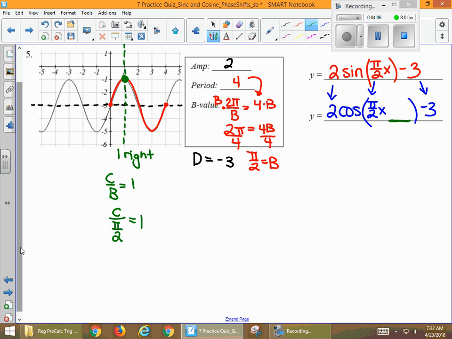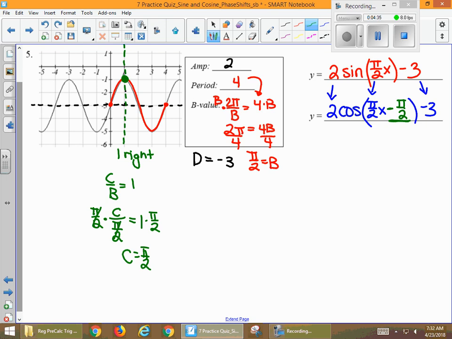Now we have one variable so we can solve. Since we're dividing by pi over 2, to get C all by itself, we're going to multiply both sides by pi over 2. So my C value is pi over 2. And to make it pi over 2 to the right, I need a minus in there. And those are 2 equations for the same graph.